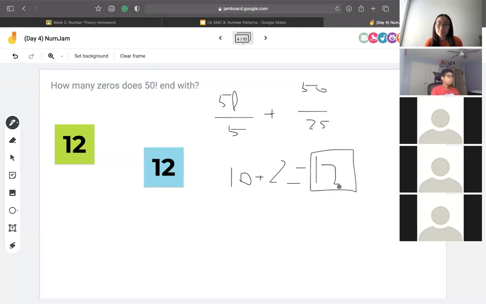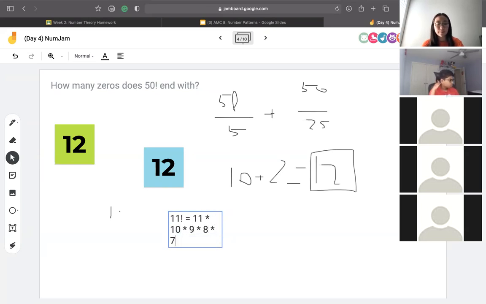Wait, I have a question about this. Yeah, sure. Why can't you divide by 10? Okay. So you can't divide by 10 because you're going to miss a lot of the zeros. Just as an example, let's use the text box. Let's do 11 factorial equals 11 times 10 times 9 times 8 times 7 times 6 times 5 times 4 times 3 times 2 times 1.